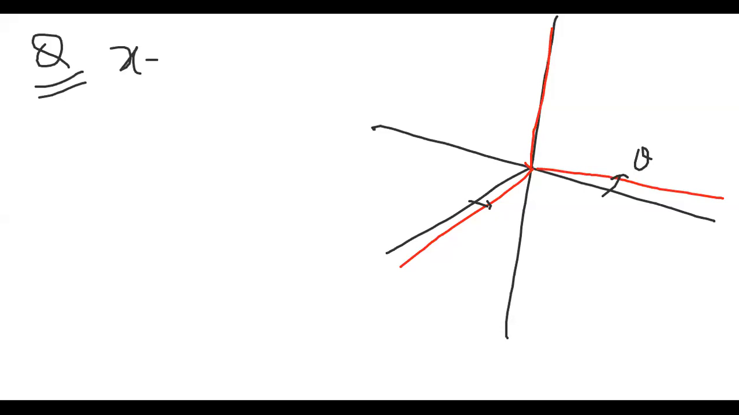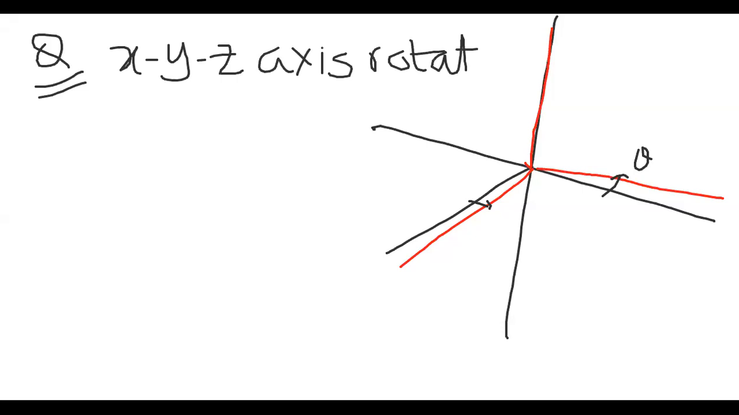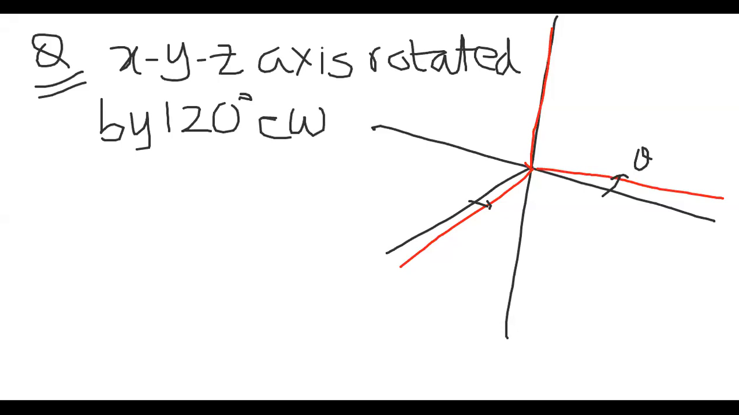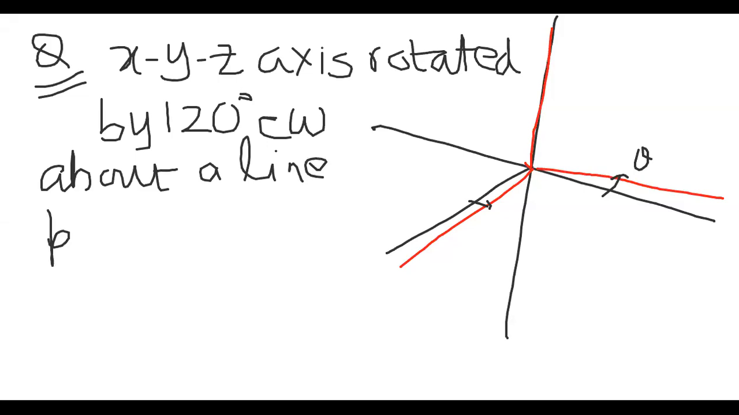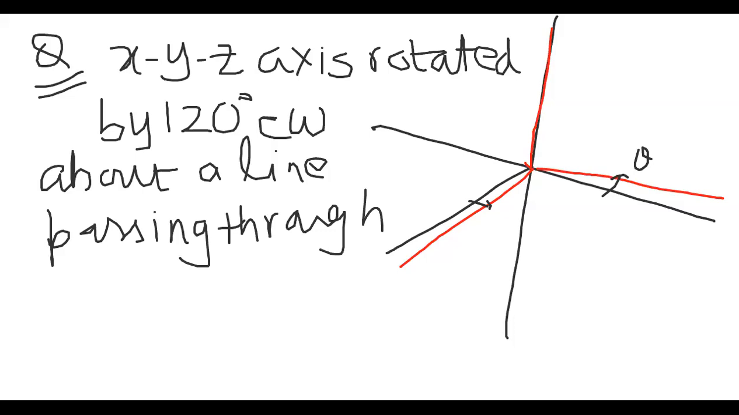So x, y, z axis is rotated by 120 degrees clockwise about a line passing through 1, 1, 1 and 0, 0, 0.